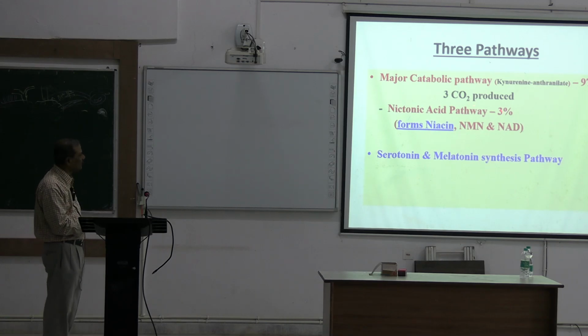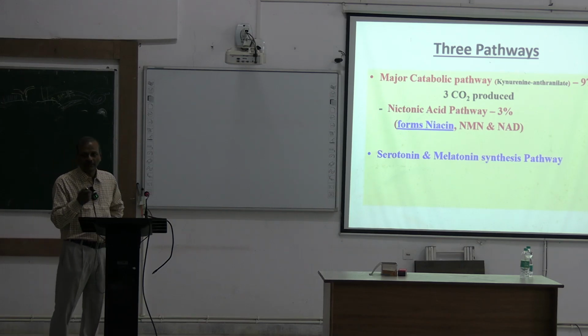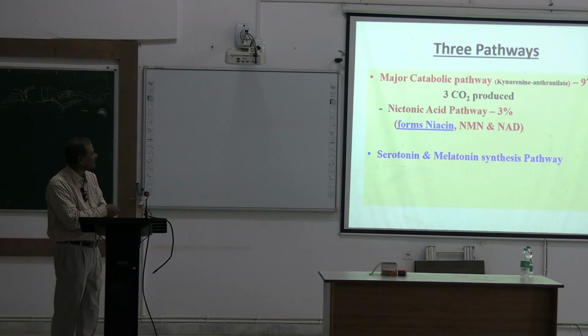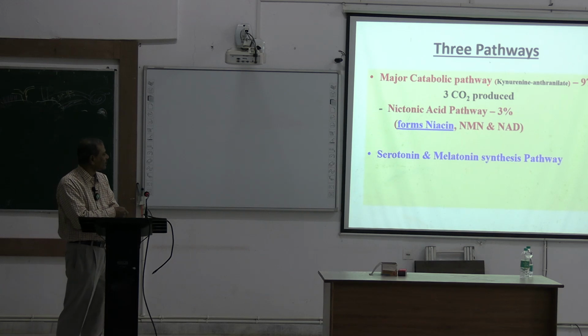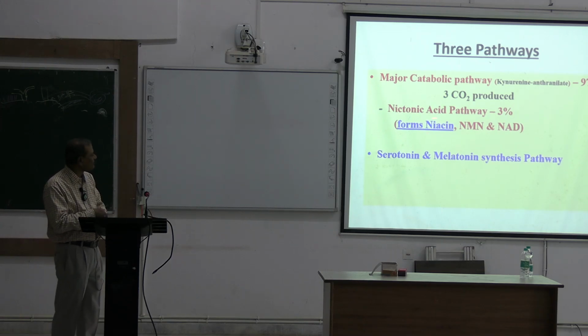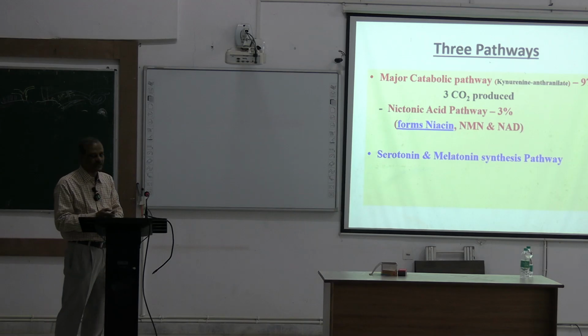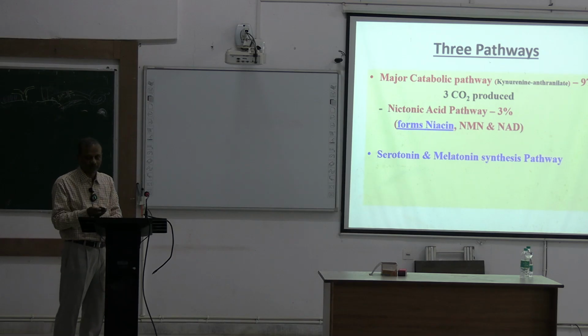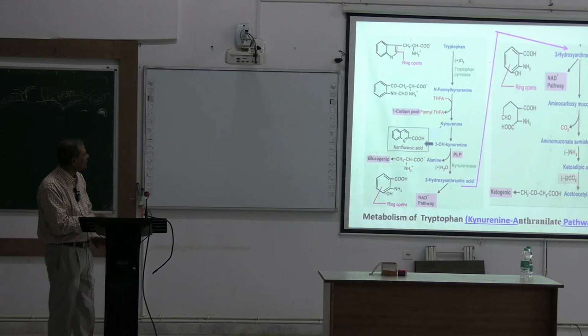One is the major catabolic pathway, that is the standard kynurenine anthranilate pathway. Why? Because kynurenine and anthranilate are the intermediate products of this tryptophan metabolism. That's why it is called the kynurenine anthranilate pathway, and that contributes nearly 90, some books write 95%, some 95.7%. So more than 95% is catabolized in that pathway, and only 1% or 3% of the pathway takes part in the nicotinic acid pathway. And of course, still some lower part is for serotonin and melatonin because we require them in lesser amounts.